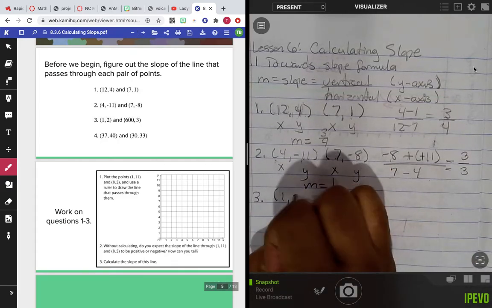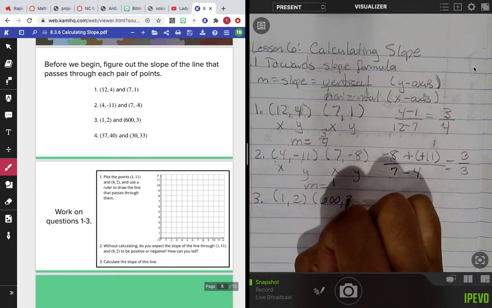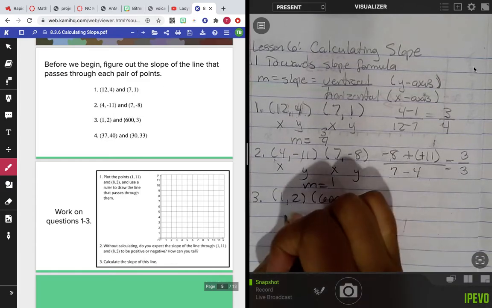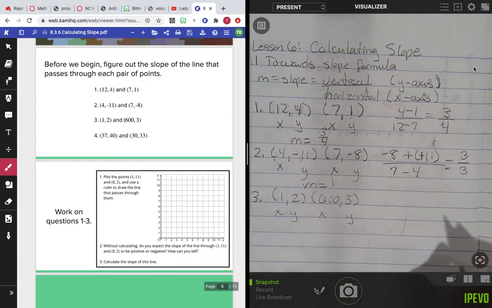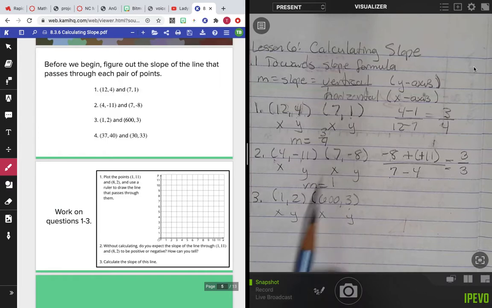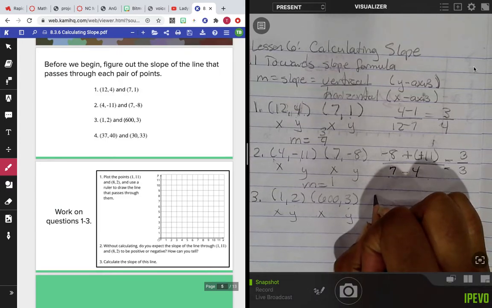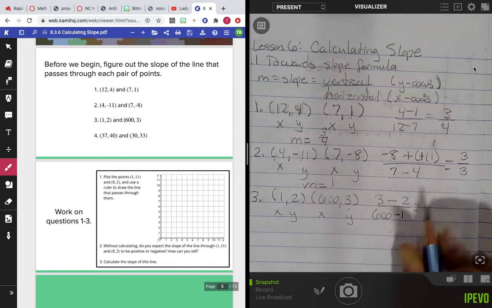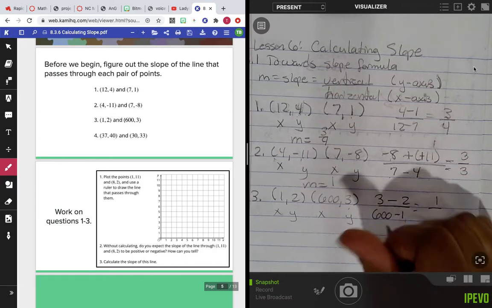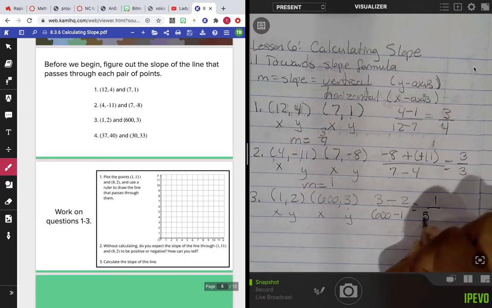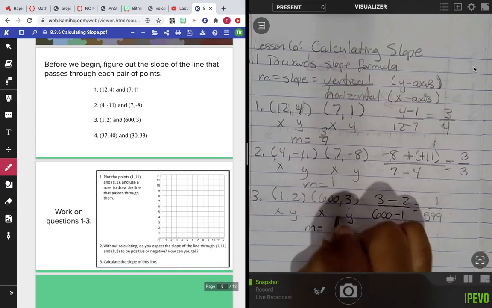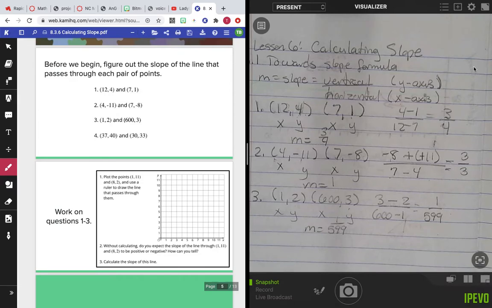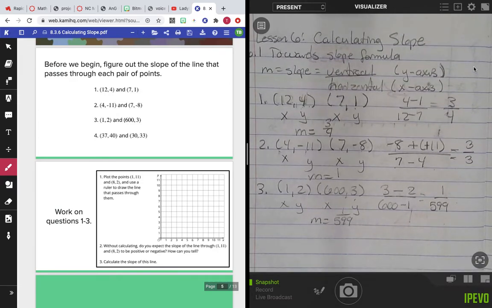I have 1, 2, and 603. That's a really large number, but it doesn't really matter how big or small the numbers are. You just have to be consistent in what you do. So if I use this y first, again, I have to use that x first. So I'm going to do 3 minus 2 over 600 minus 1. So 3 minus 2 gives me 1. 600 minus 1 gives me 599. So my slope is 1 over 599. So hopefully you guys are getting the hang of finding the slope using what we have learned in previous lessons.